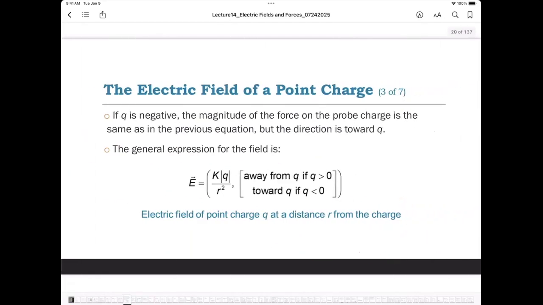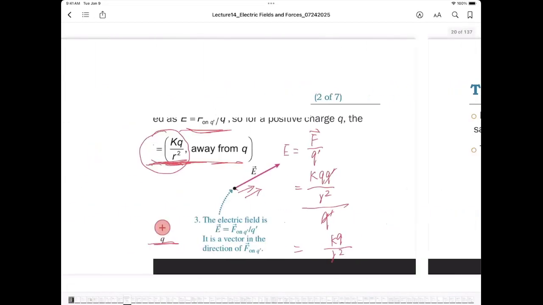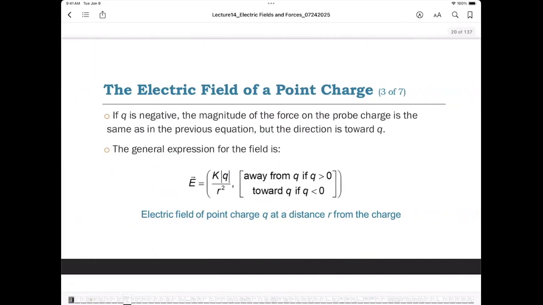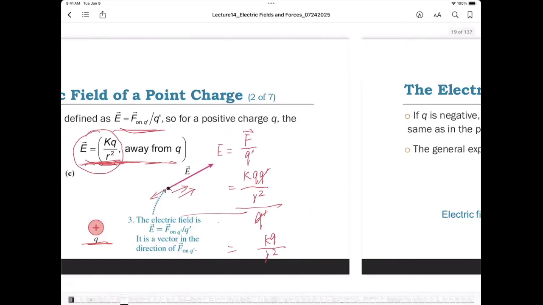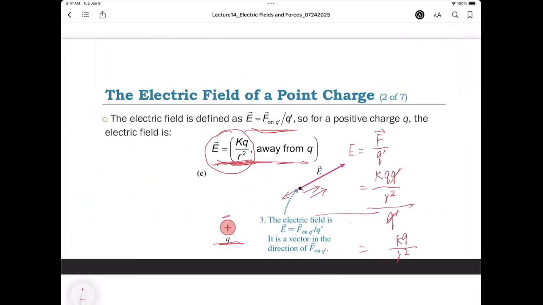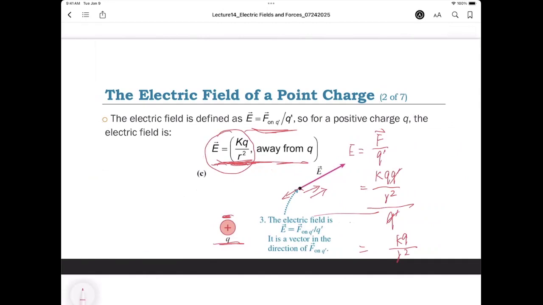Okay. And if Q is negative, the magnitude of the force on the probe charge is the same as in the previous equation. For now Q is positive, am I right? But if Q is negative, the magnitude is actually the same, but the direction is toward Q. The direction will go to this one, because if this Q is negative, and the probe, we know, is positive, then one is negative and one is positive.